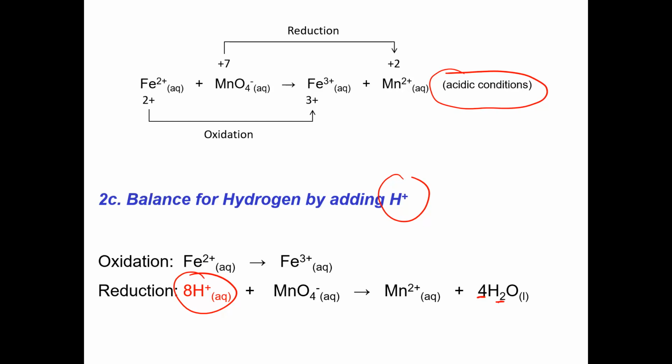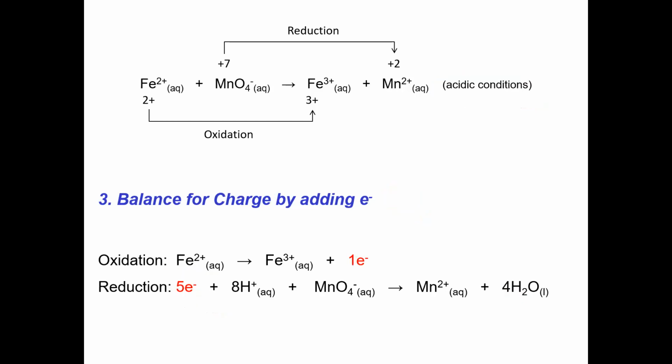Okay, now there's a slight problem. It's kind of like the little old lady that swallowed a spider to swallow a fly. By adding H+, we add in a bunch of positive charge, and that's going to mess our charges up. So we're going to have to use electrons now to fix up our positive charge. So our final step in balancing for mass is to balance for charge by adding electrons.